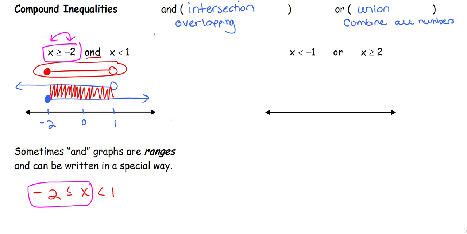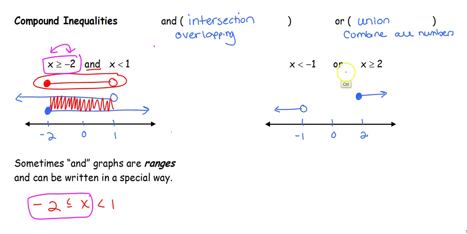All right, let's go ahead and look at our or. We've got negative 1 and a positive 2. Our first inequality is x less than negative 1, so that's an open circle there going to the left. That's our first level. Our second level, greater than or equal to 2. So it's a closed circle to the right.